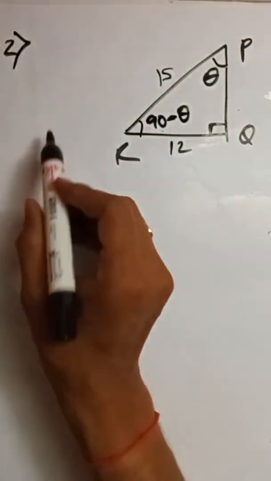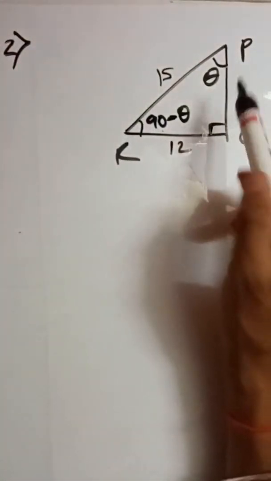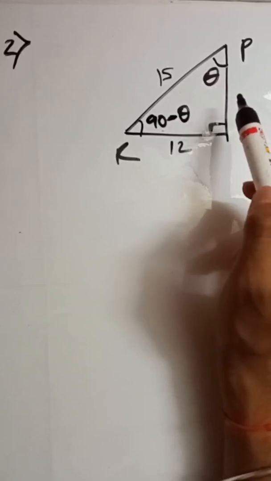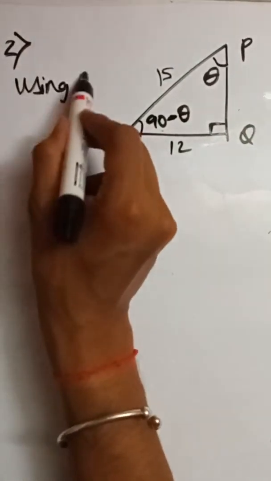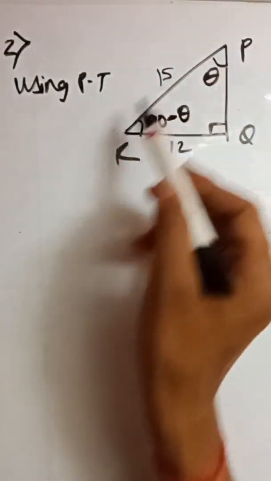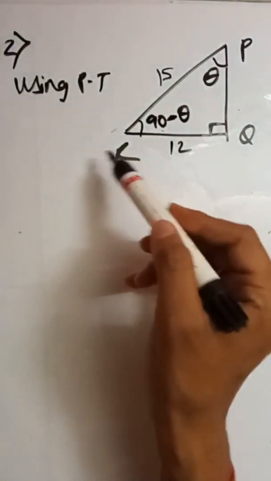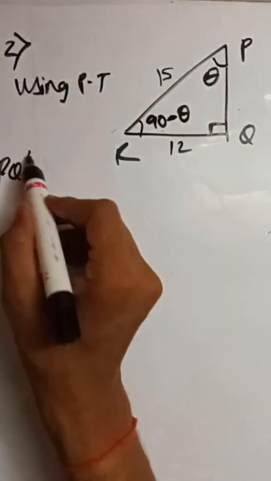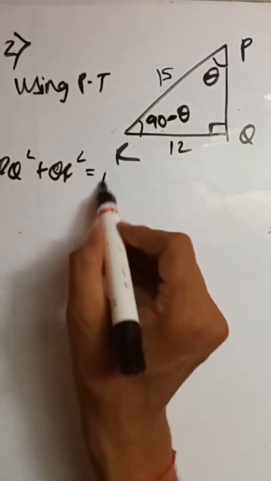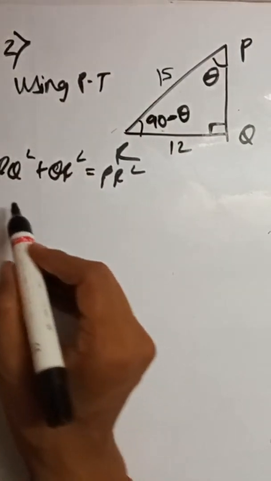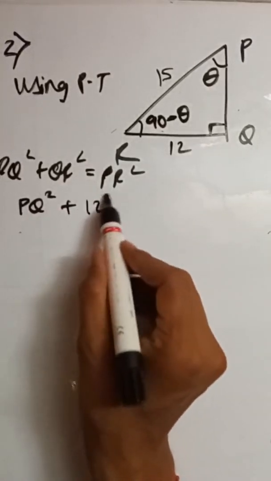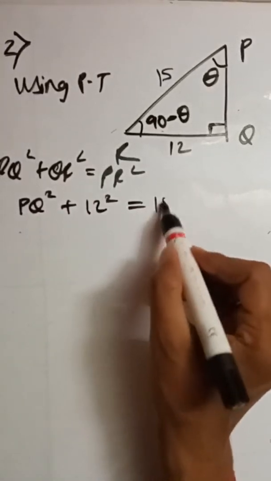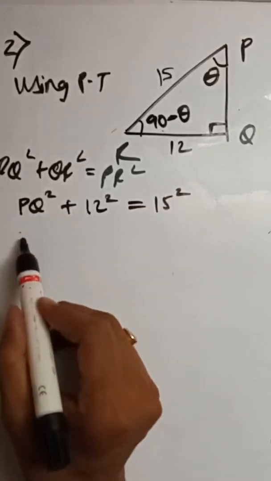Now, first thing I have to find is the third side. That is most important. Find the third side. So using Pythagoras theorem, this is the hypotenuse. See, opposite the 90 degree angle is the hypotenuse. So PQ square plus QR square equals PR square. We don't know the value of PQ. QR is 12. PR is 15.